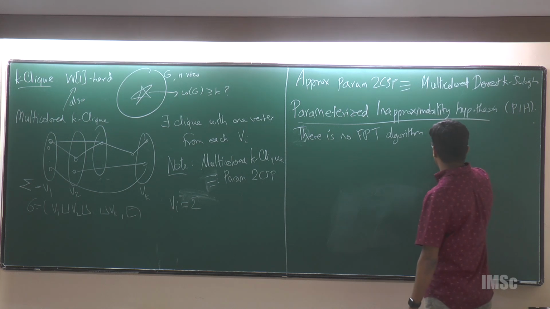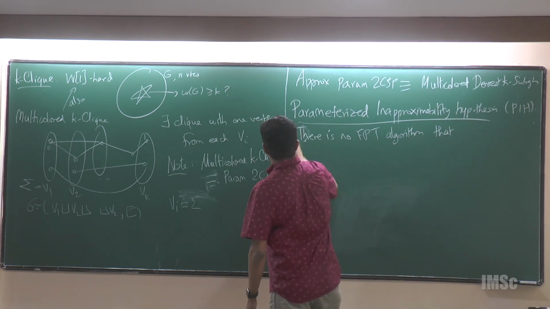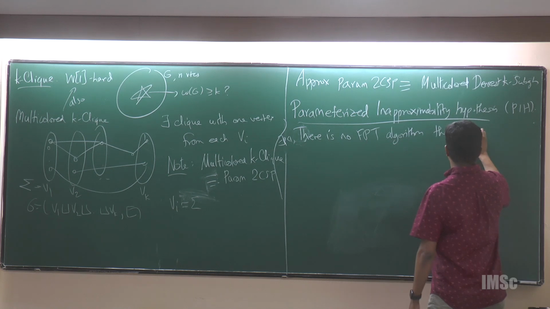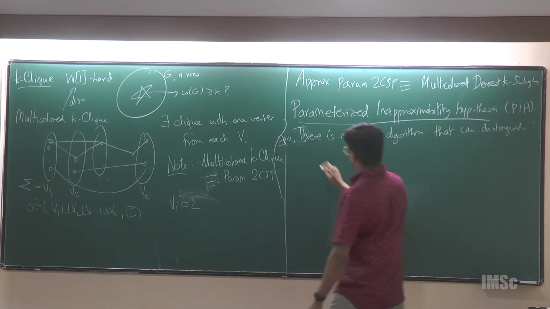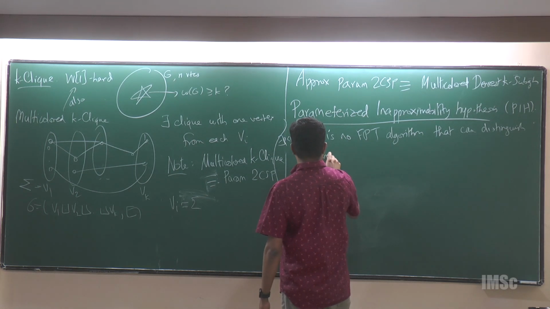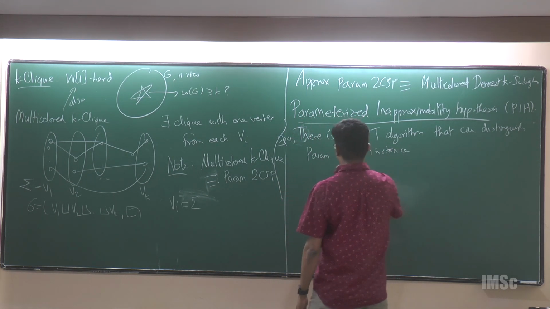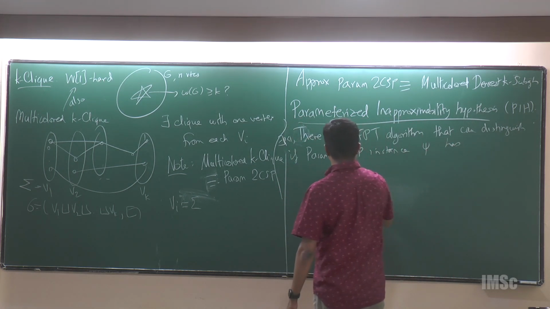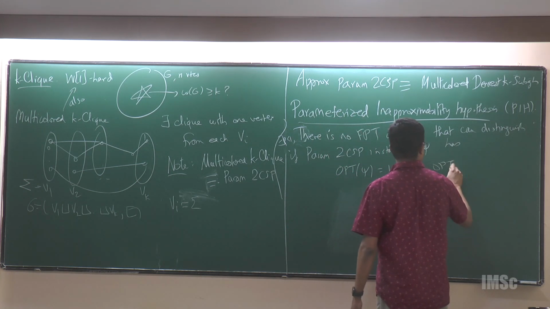There is no FPT algorithm that can distinguish, again, there exists rho less than 1 such that there is no FPT algorithm that can distinguish, given a param 2CSP instance psi, whether opt(psi) equals 1 or opt(psi) is less than rho.